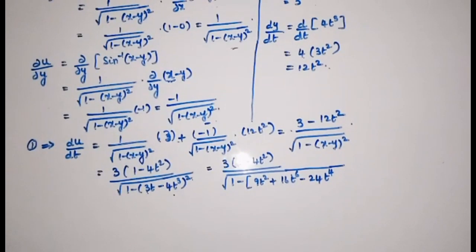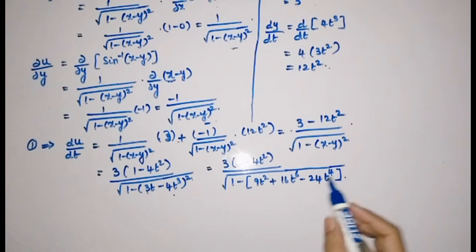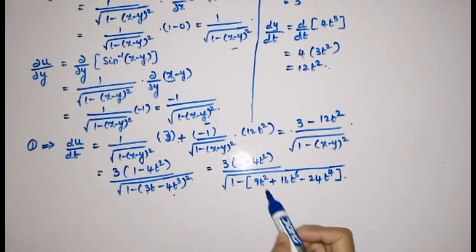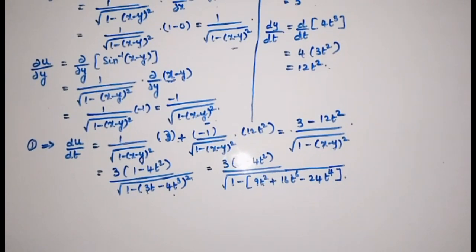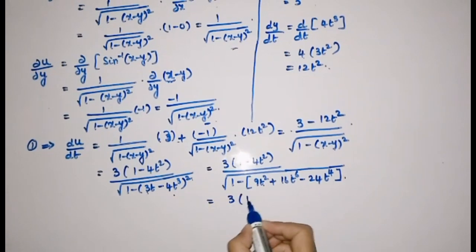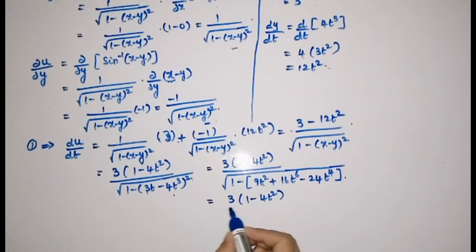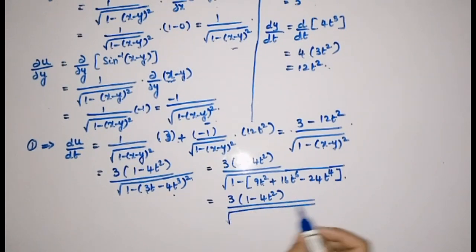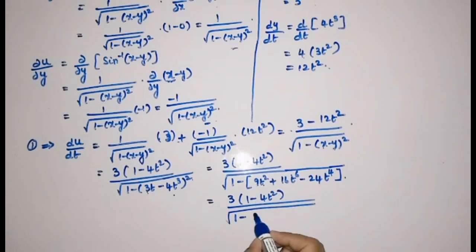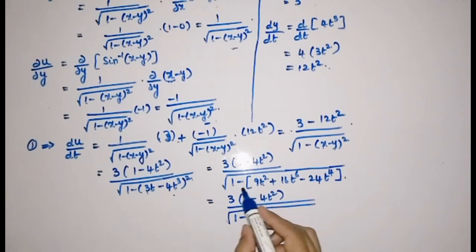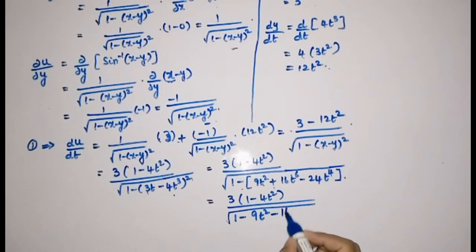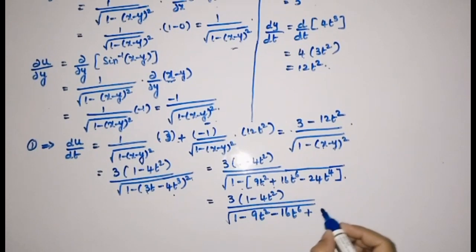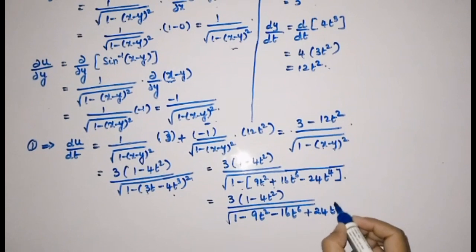Now this is equal to, so that is equal to, we get 3 into 1 minus 4t square by square root of, multiplying with minus here, 1 minus 9t square plus into minus, we get minus 16t power 6 minus of minus plus 24t power 4.